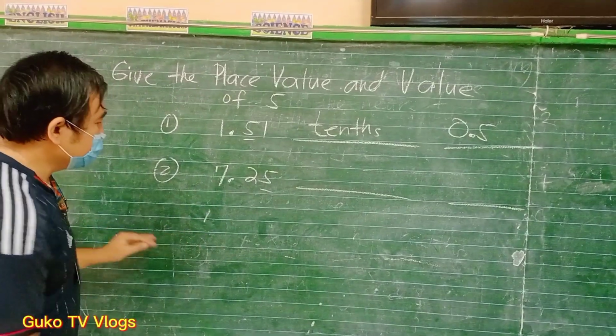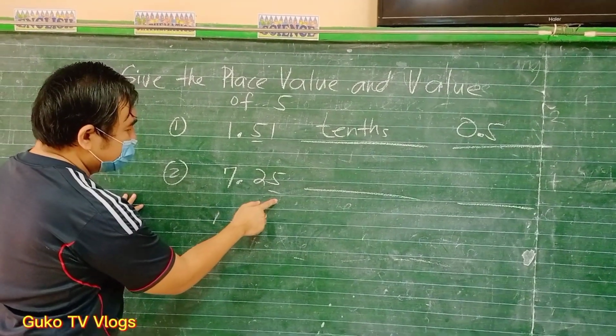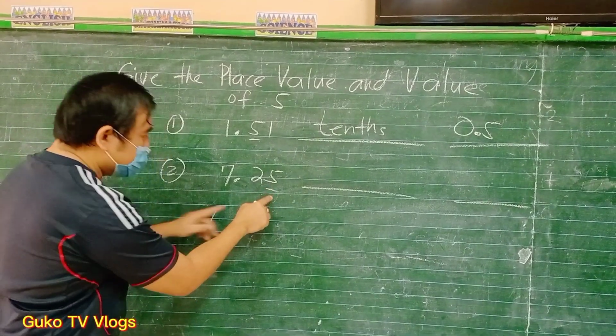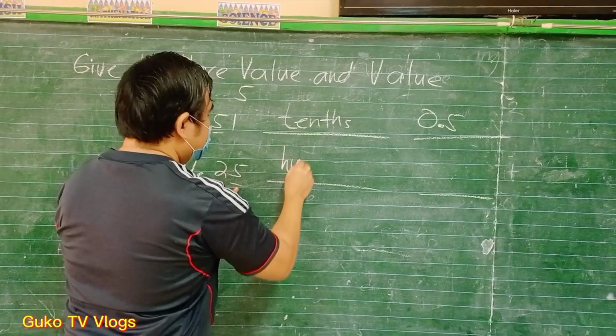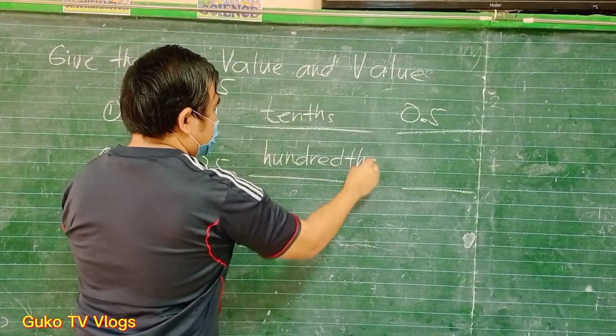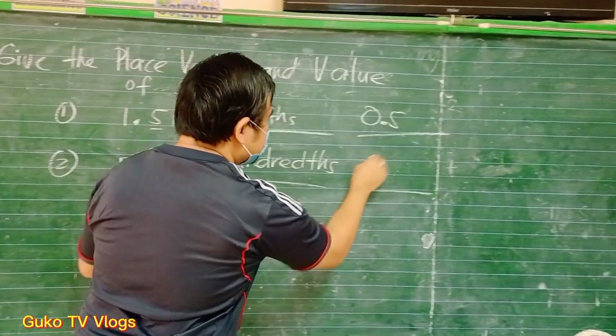Okay, example number 2, 7 and 25 hundredths. So the place value is tenths, hundredths. So this is in the hundredths place. And the value of 5 here is 5 hundredths.